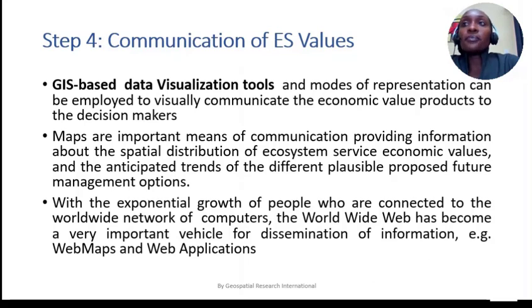I recall someone here, I think it was yesterday, asked why the output values of the model were being represented as maps and not numbers. So remember, the key thing is to be able to easily capture the attention of the decision makers and to be able to seamlessly tell a narrative that is convincing enough. And therefore, you'll find that maps arise as very important means of communication to provide the decision makers with information about the spatial distribution of the ecosystem service and the economic values as well. And also the anticipated trends that would be occasioned by the different plausible proposed future management options.